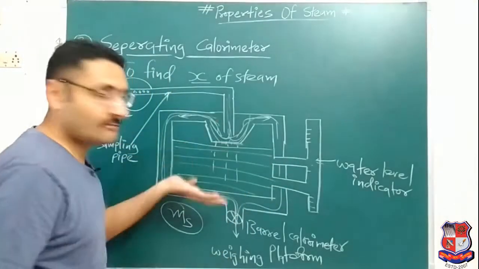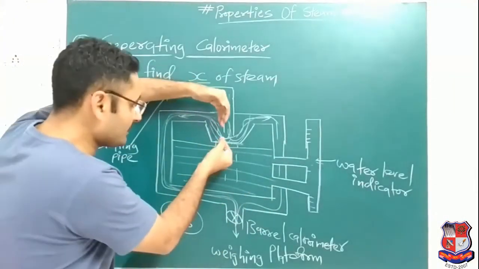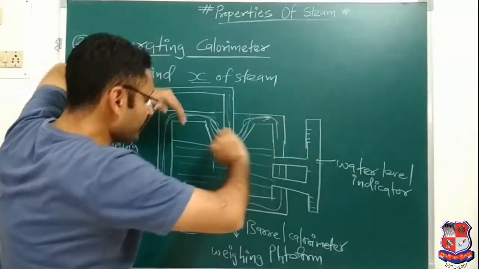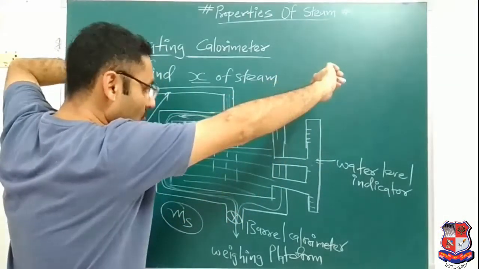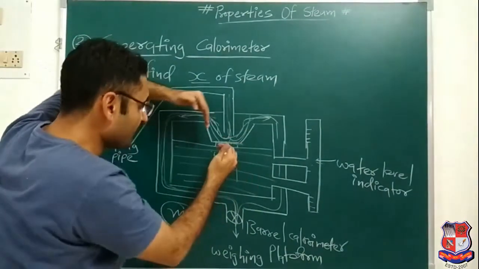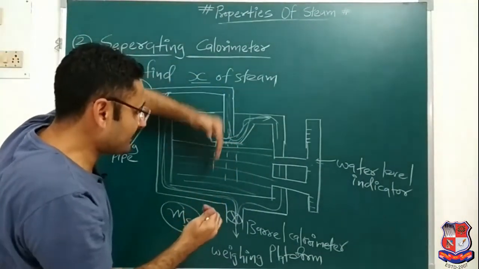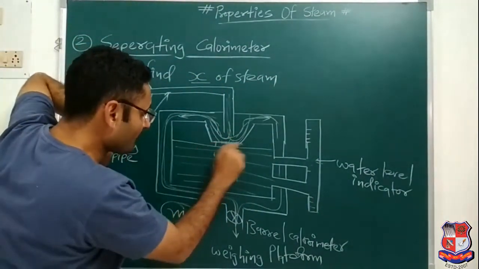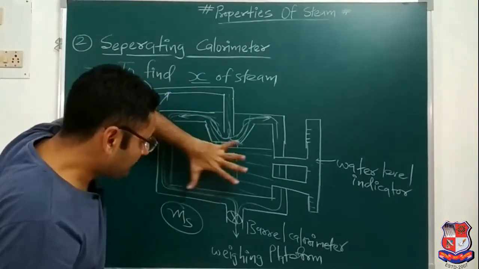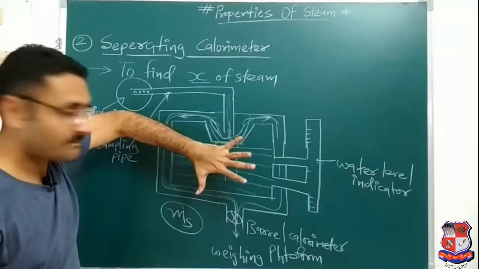Why? Because the level of the water is increasing, because over here vapor particles are separated. As the density of vapor particles is lower, they will move in the upward direction, and liquid particles have more density, so with the help of this perforated cup, they will be collected inside of the separating calorimeter.